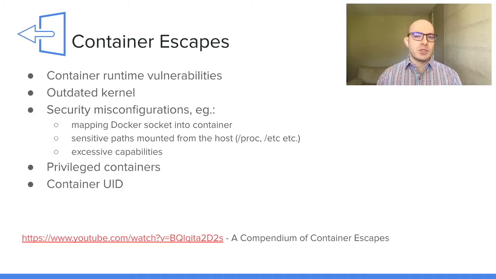Our third topic related to a compromised workload in a Kubernetes cluster is container escapes. Container escapes can happen in multiple ways: through container runtime vulnerabilities, through outdated kernel and kernel level vulnerabilities, through security misconfigurations, things like mapping a Docker socket to within a container, mapping other sensitive paths from a host to a container, and assigning excessive capabilities to a container, as well as privileged containers and misconfigured UIDs of the running containers. I refer you to an excellent talk, A Compendium of Container Escapes by Brendan Edwards and Nick Freeman.